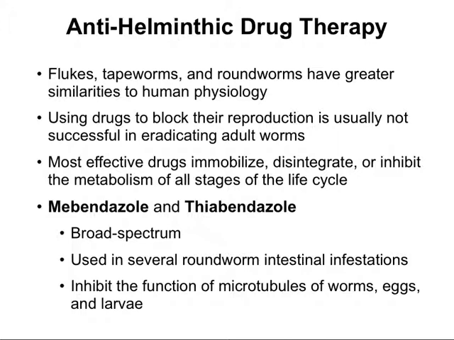Mebendazole and thiabendazole are broad-spectrum antihelminthic drugs that are used in several roundworm intestinal infestations. They work by inhibiting the function of the microtubules in the worms, as well as the eggs and in the larvae. Without microtubules, we really disrupt cell structure as well as the mechanics that control cell division.